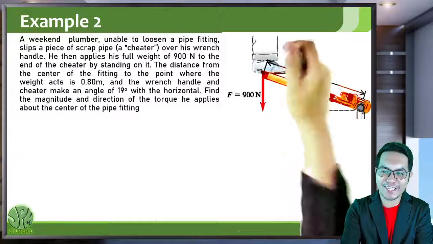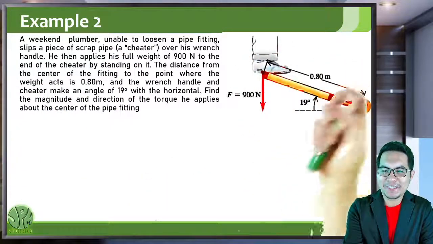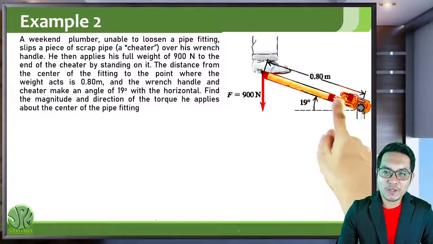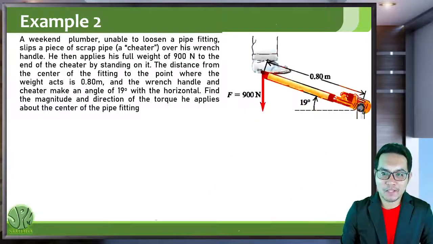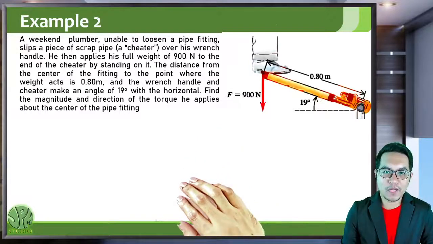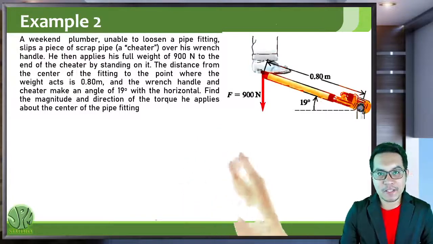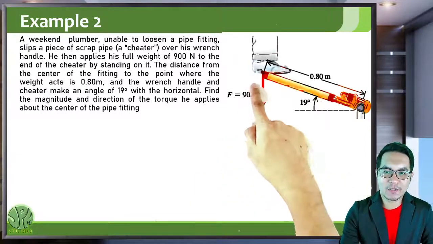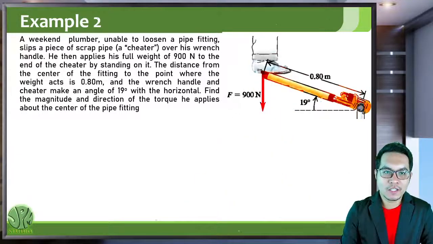They're basically cheating. They are not actually cheating, they're just using the concept of torque. So you need your radius arm as long as possible. And then he applies his full weight, 900 newtons. That's already his mass times g, acceleration due to gravity, to the end of the cheater by standing on it. So he stood at the end of the cheater, where the weight acts, 0.80 meter. The wrench and the handle make an angle of 90 degrees.